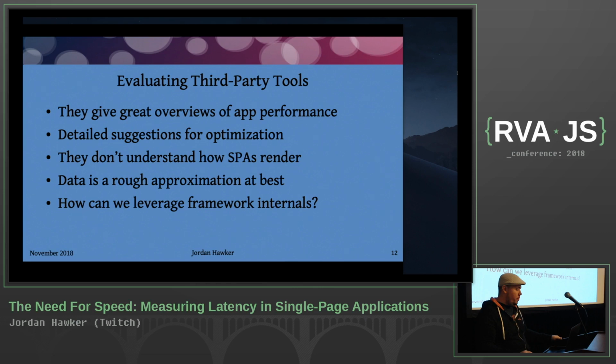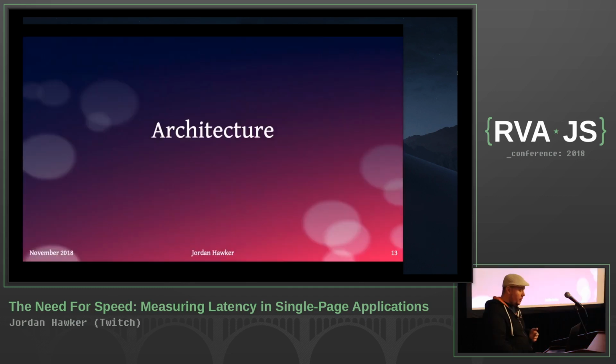So we started thinking about, okay, how can we leverage framework internals in order to build out an architecture inside of our application to get this more accurate, granular data? So thinking about the architectural concepts, I want to start here because I think the architecture is the same regardless of what technologies you're using. I'm going to have some suggestions later for how you could approach this in different frameworks, but I think the concepts are really the same.